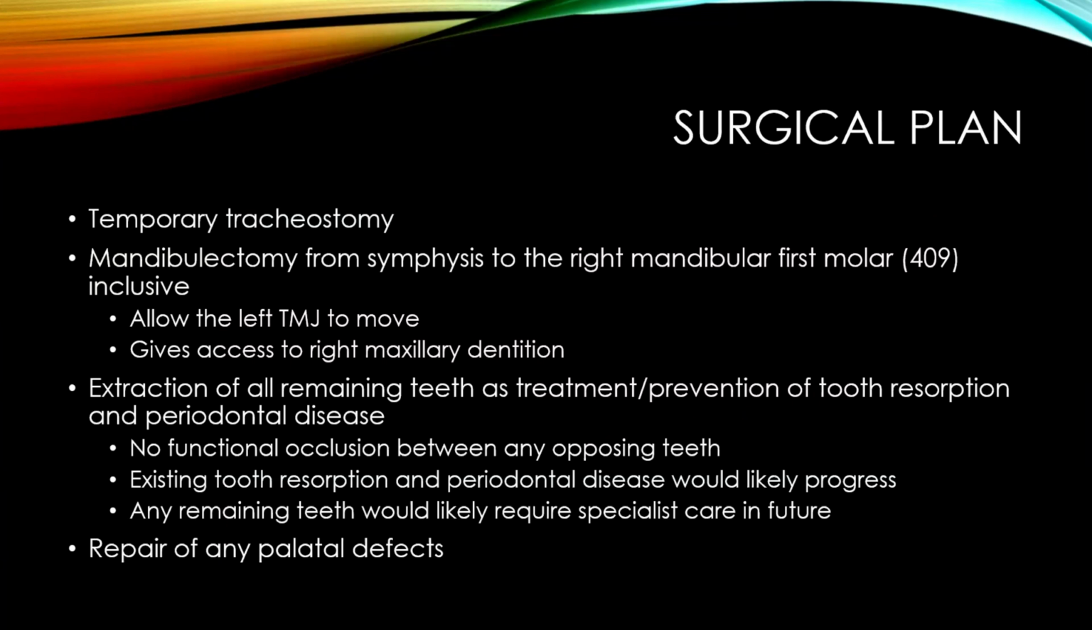And then we decided that, once we get in there, whether the teeth are healthy or not, we were going to extract all of the teeth. Because of the malocclusion, he really had no functional occlusion between any of the opposing teeth. He wasn't going to be a functional chewer. He already had some tooth resorption and some periodontal disease. Even with his mouth open, he was not going to be the easiest cat in the world to intubate in the future. He likely was not going to be able to go back to his regular veterinarian for routine dental care, and things like that.